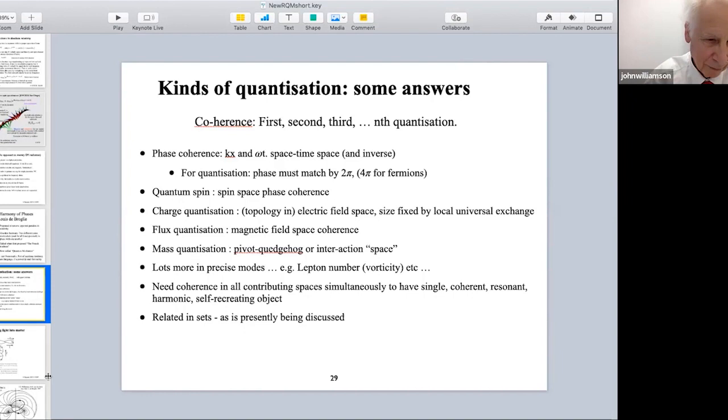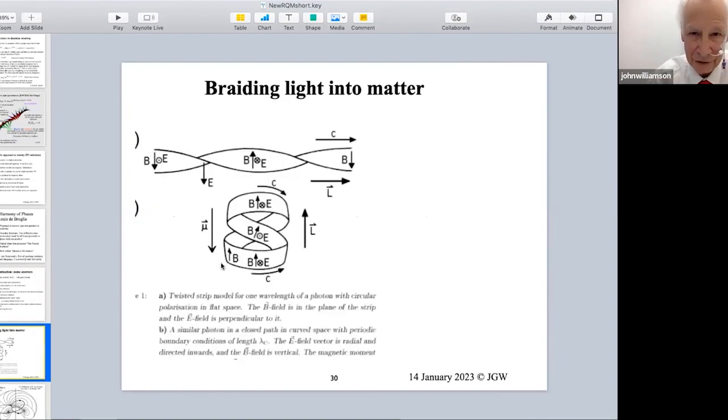Right, there we are. Okay, what I'm going to do now is run through the electron. How do you turn light into matter? So how do you braid light into matter? Well, the way you do this is you take a photon, which has this twist. So I'll just use the belt trick for that. So we take a photon, a single turn into the photon.